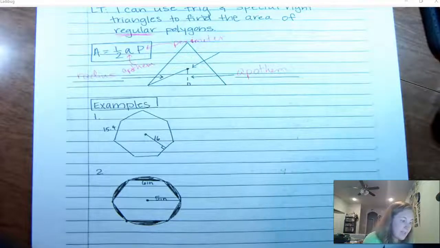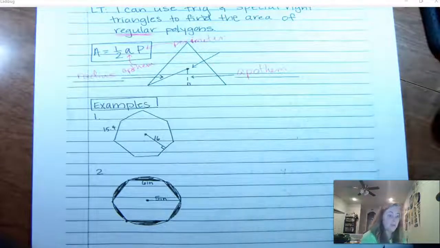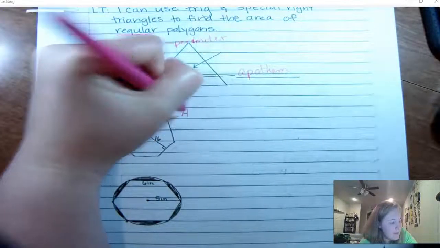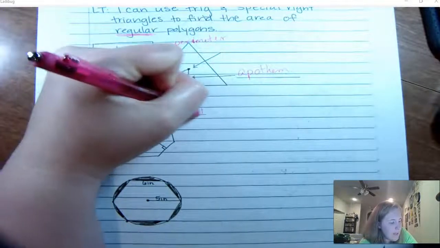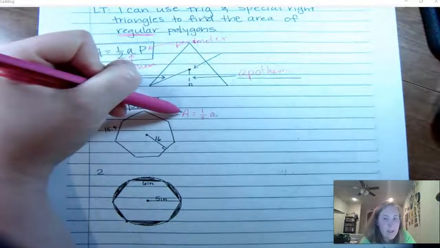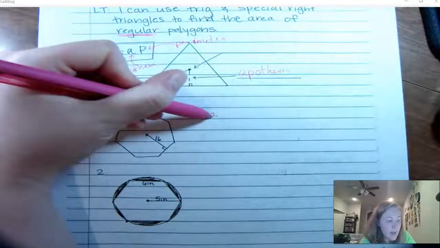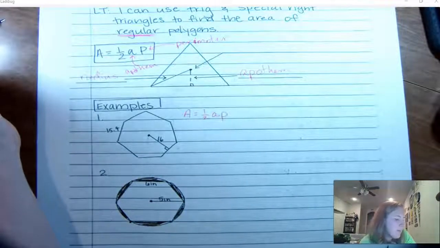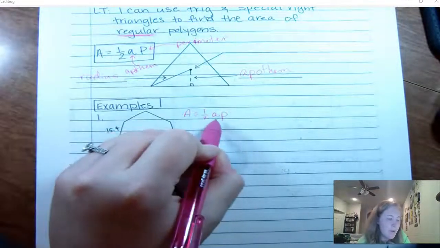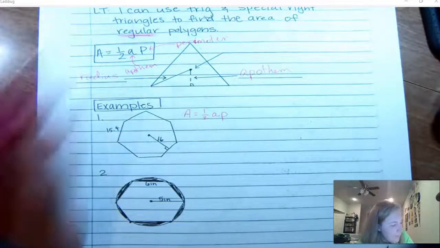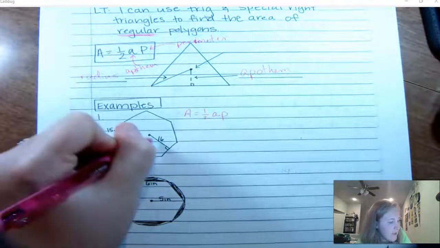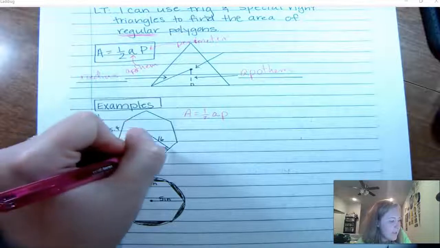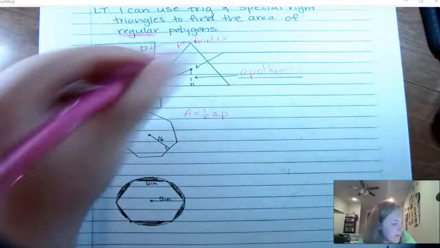This first example, it's really just can you plug the numbers into the formula. Our formula is area equals 1/2. Notice area is capitalized and the apothem is lowercase. 1/2 apothem times perimeter. And we just need to plug these things in. So my apothem is going to be 16. Notice this is not a radius, it's an apothem.